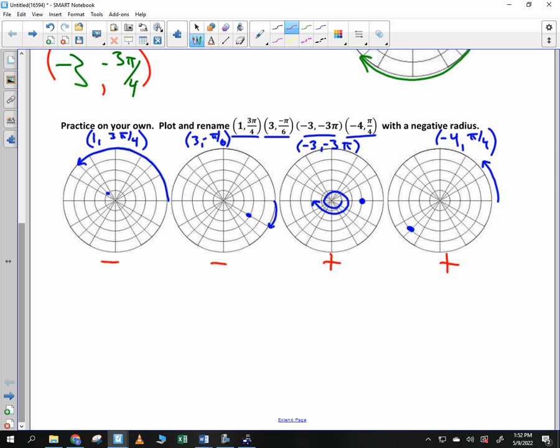A negative radius. Tell me, where should I rotate in order to get a negative radius for this one? Can we go like this? Okay, so to that spot, how much is that? Negative. That's -pi over 4, so that would bring me to this location. And then instead of going 1 unit, I'm going to go -1. Good.